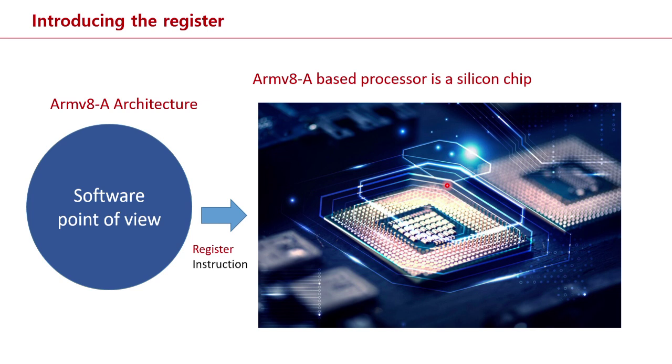Another viewpoint of the ARM processor is the architecture. This architecture is the interface between the hardware, the silicon, and the software. So through the ARM architecture, the software can control the ARM processor. In the Armv8-A architecture, we have various features that include assembly instructions, the registers, exception levels, the virtual memory system, TrustZone, and so on.